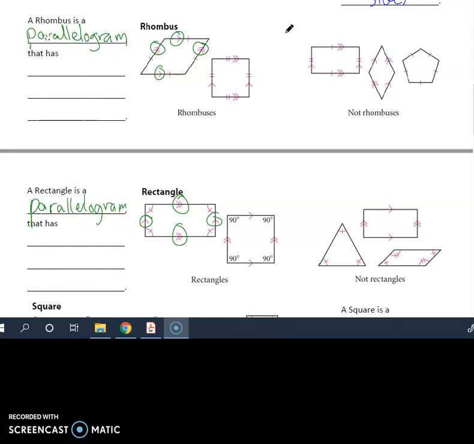For a rhombus, all four sides are marked the same in each rhombus. Over here, on this one, we have two sets of parallel sides, which fits the definition of a parallelogram, but it's not a rhombus, because this side is marked with a single tick mark and this one is marked with a double. We don't have four equal sides, we have two sets of equal sides. So a rhombus is a parallelogram that has four equal sides.